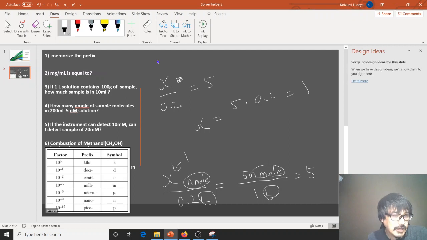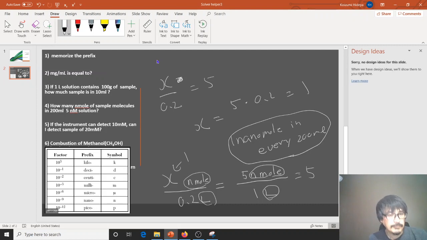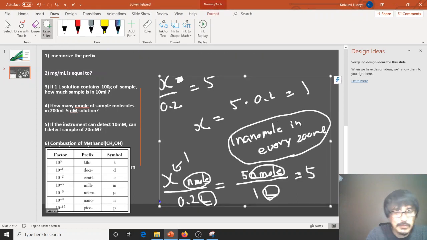So every 200 milliliters, I have 1 nanomole. In every 200 milliliters. So that answers the question right here. Yeah. So the ratio is really the key here. Alright, so we're done with this problem.